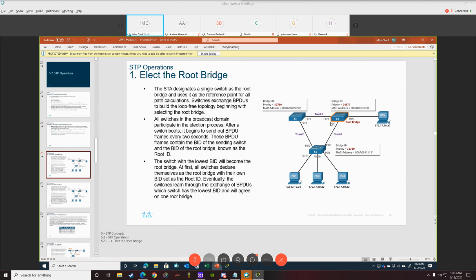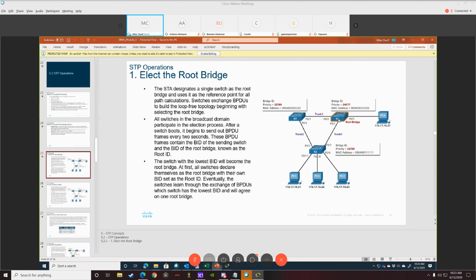So when this boots up, it thinks it is the root bridge. Then this one is going to send a BPDU to this one. This one thinks it's the root bridge, but after it receives the BPDUs from S2, it says, oh, I was wrong, so you are the root bridge. Then it receives this one from S1 and so on. After they exchange all the BPDUs, they come to the conclusion that S1 is the king. Here's the root bridge. Here's the reference point.